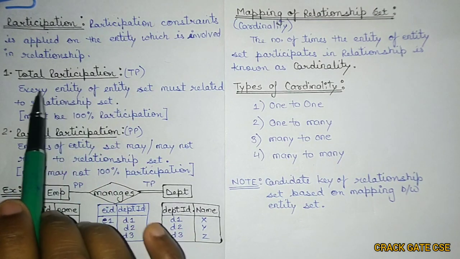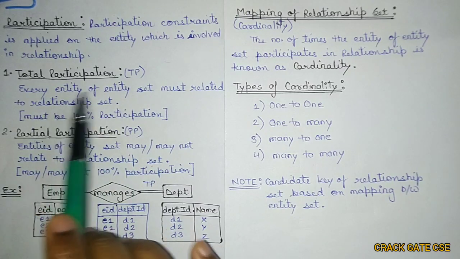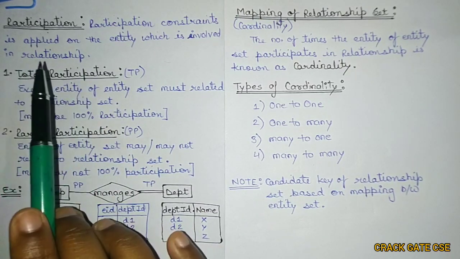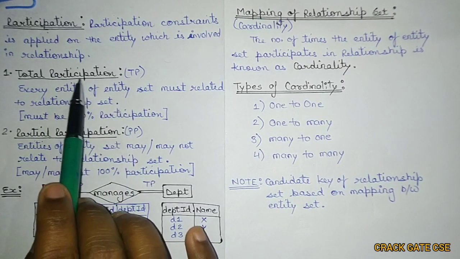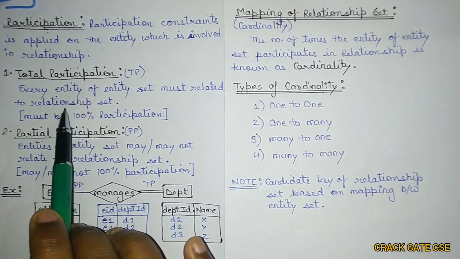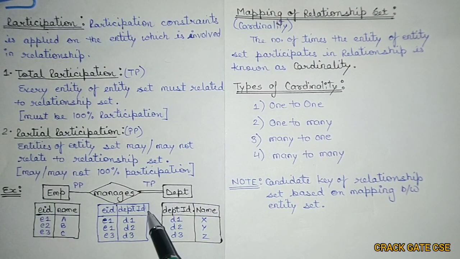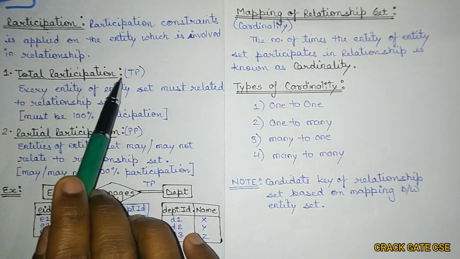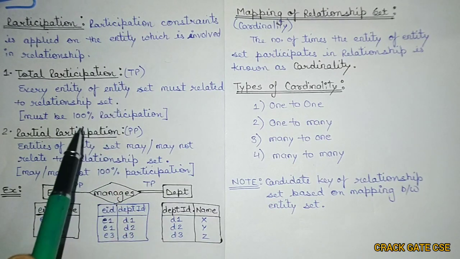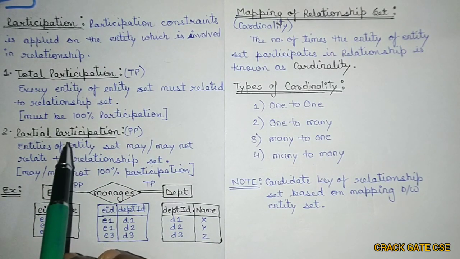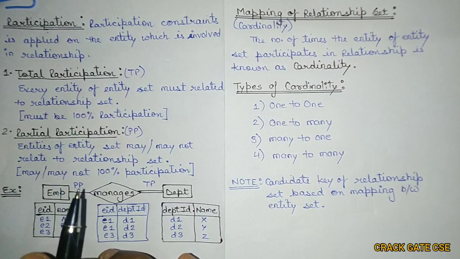Total participation means that every entity of an entity set must relate to the relationship set. So if I have an entity E and a relationship set R, then every record of the entity E has to be related with the relationship set. We'll understand this with the help of an example also. In total participation, the participation has to be 100%. This is the meaning of total participation. As the name suggests, the participation has to be total, that is 100%.